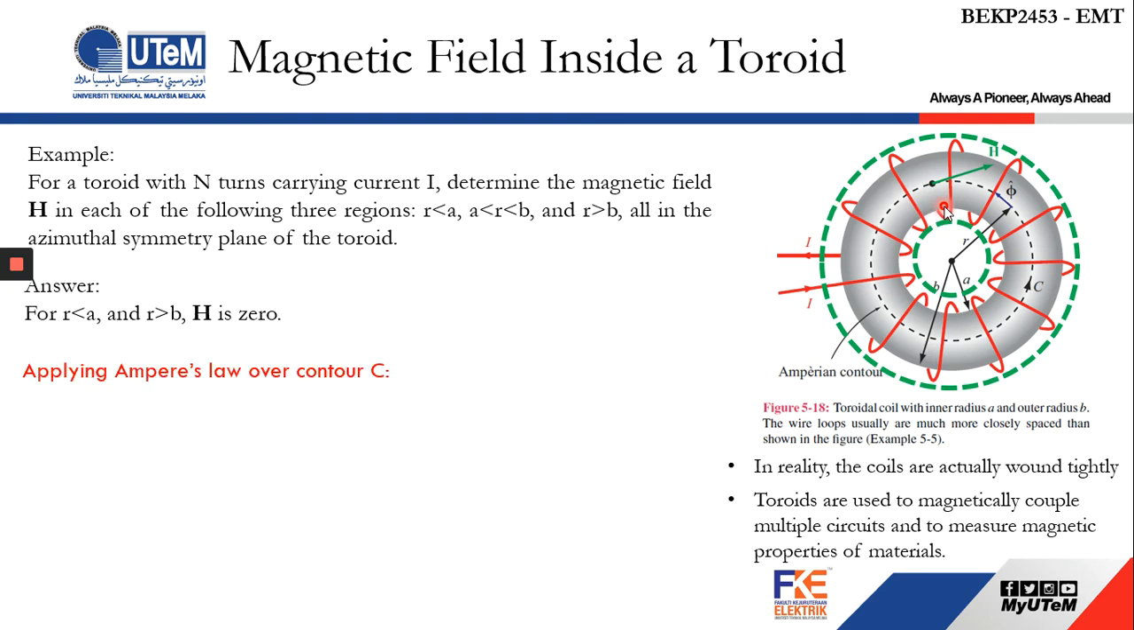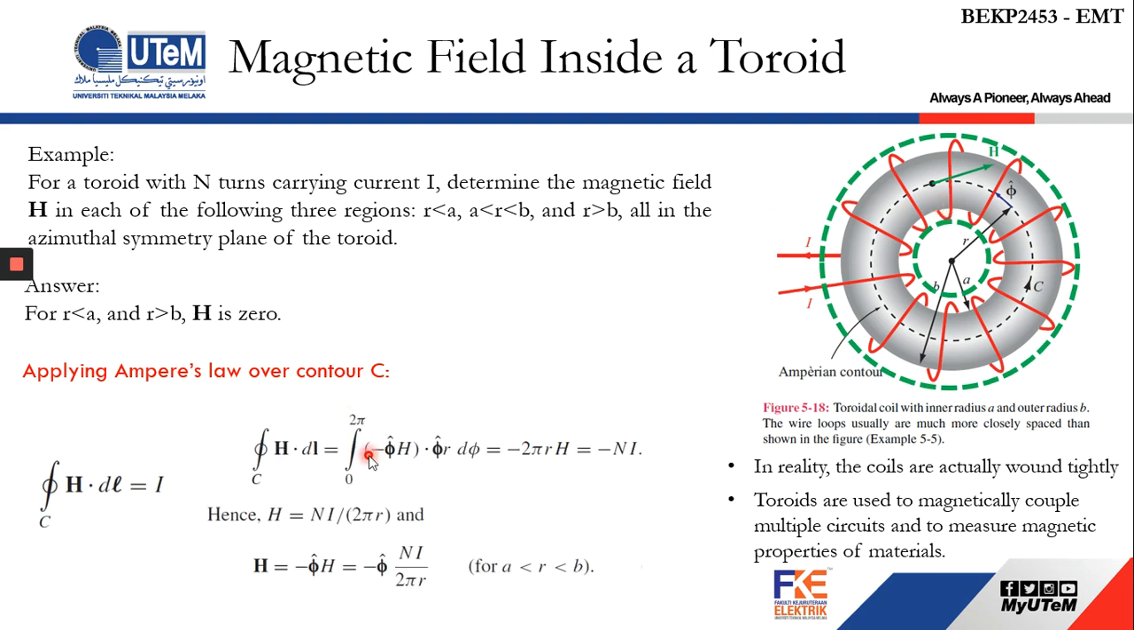So applying Ampere's law over the contour C, we have this equation again. We have an integral for the closed line, from 0 to 2 pi, because of the direction of phi, so we have R dphi. But now the direction is opposite, so we have negative phi dot phi, so you're going to get a negative. When we integrate over 2 pi, we get 2 pi R H equal to negative N I, where N is the number of turns and I the magnitude of current. Therefore, we have H equal to N I over 2 pi R.